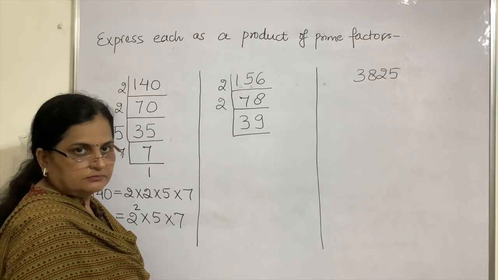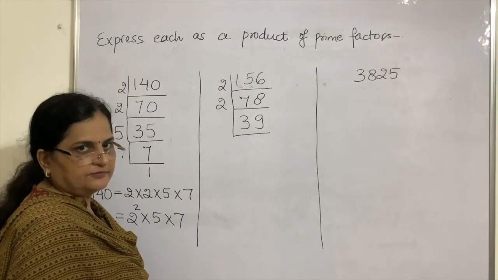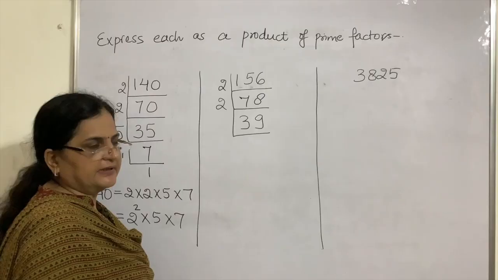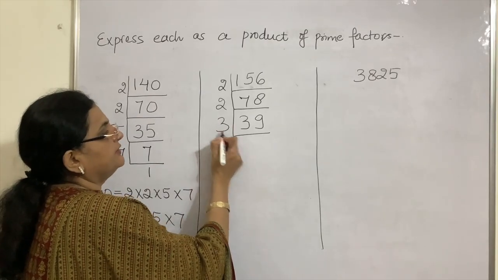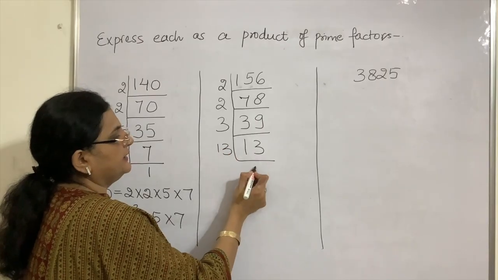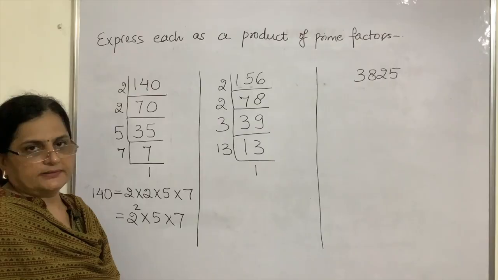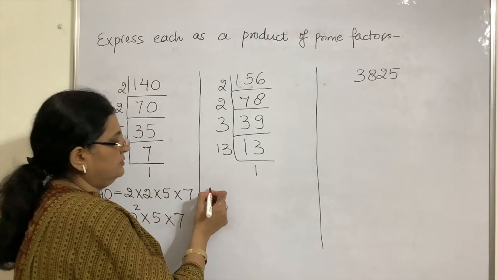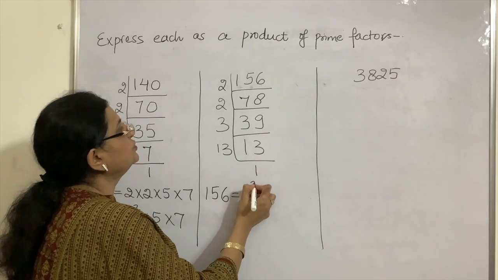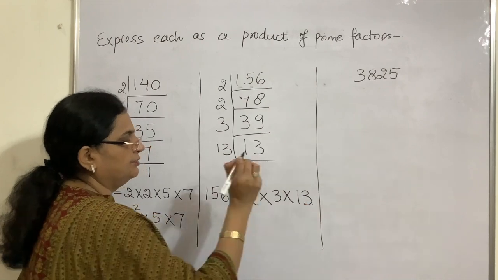Then what to do? Check in for 3. 9 plus 3 is what? 12. 12 comes in the table of 3. Yes. So this number will be divisible by 3. If you know your tables, you know that 13 threes are 39, and when I divide it by 13, I get 1. So prime factors of 156 are 2 into 2 into 3 into 13.